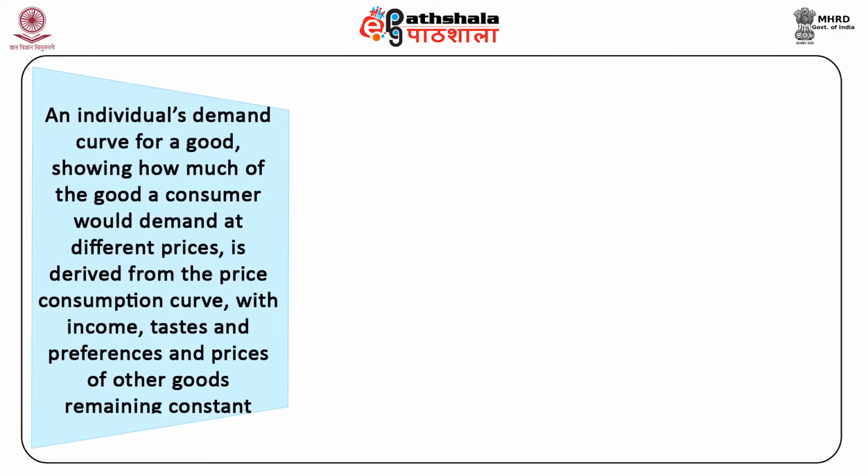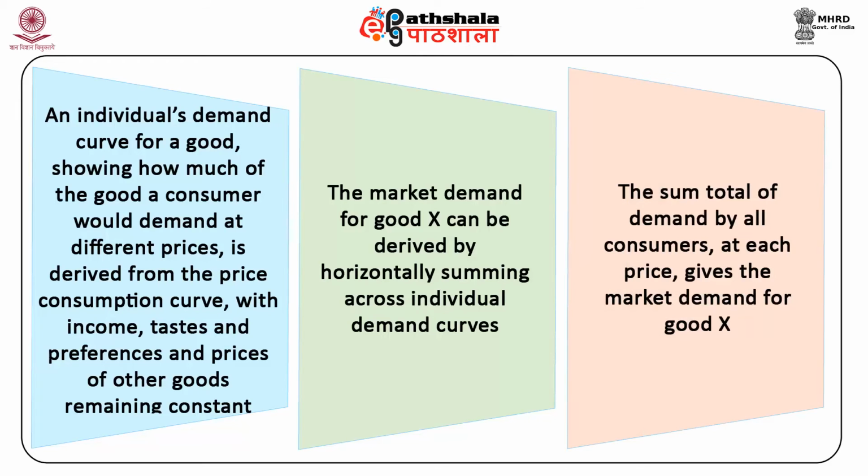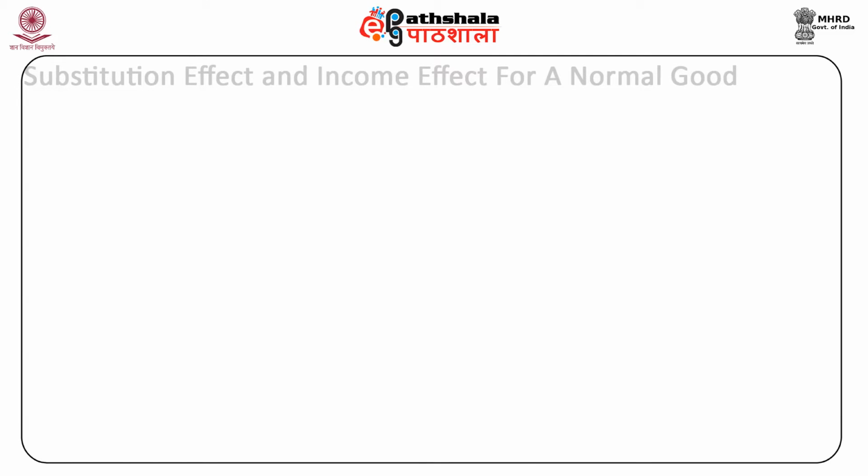Thus, an individual's demand curve for a good, showing how much of the good a consumer will demand at different prices, is derived from the price consumption curve with income, taste, preferences and prices of other goods remaining constant. You may note that the market demand for good X can be derived by horizontally summing across individual demand curves. The sum total of demand by all consumers at each price gives the market demand for good X. We have just seen in the previous sections that a fall in the price of a good normally results in an increase in quantity purchased.